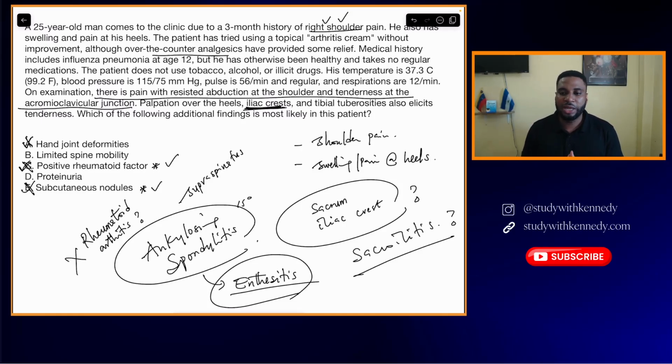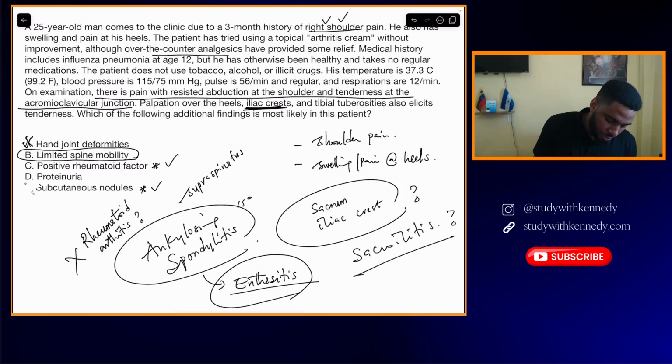Now that you know the diagnosis is ankylosing spondylitis, have you come up with the answer? Yes, the correct answer here is going to be limited spine mobility. The correct answer to this question will be limited spine mobility.